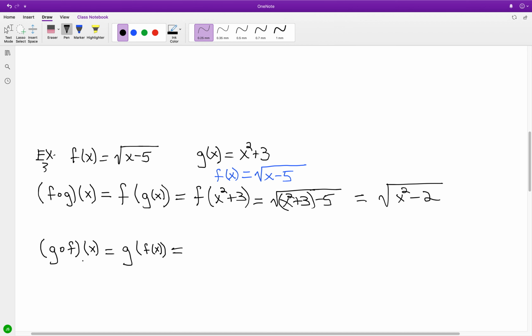Now for g composed with f of x, now the input, we are now going to have the square root of x minus 5.